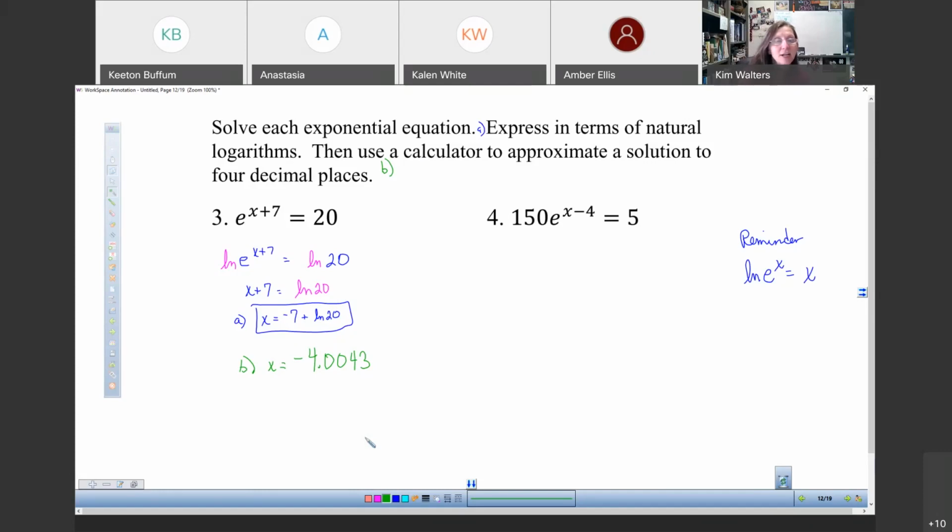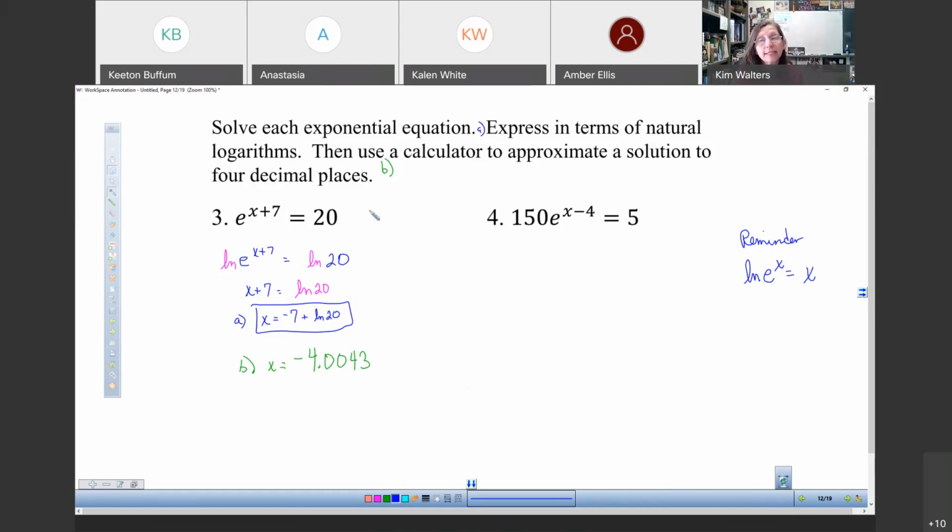Okay. So several people have got the right idea. Before I can do anything else, the first thing I need to do is get rid of, move that 150, okay? We do that by dividing both sides by 150.